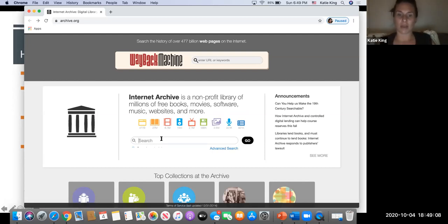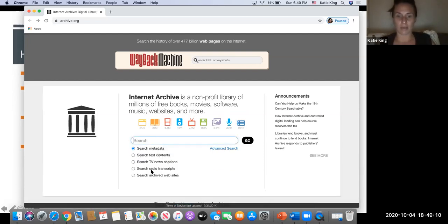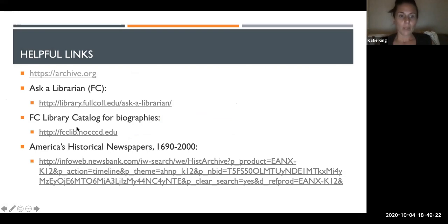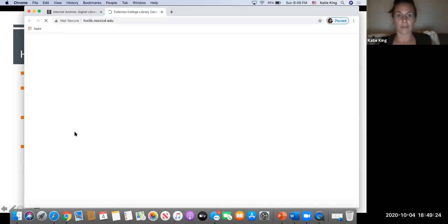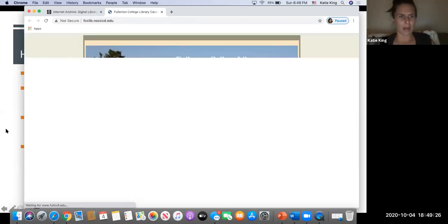And you can limit the types too, like text, TV, radio, archive websites. So if you're like, I don't want to go through a bunch of audio files, right? You can limit it. You don't have to do the metadata. The metadata is just everything. You can also go to the library catalog for bibliography, for biographies.